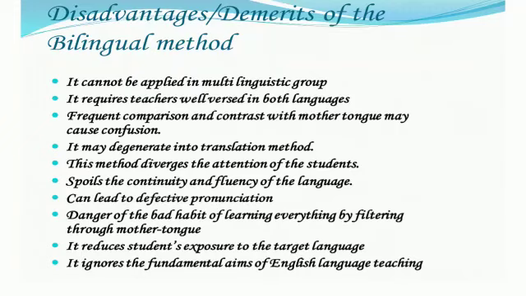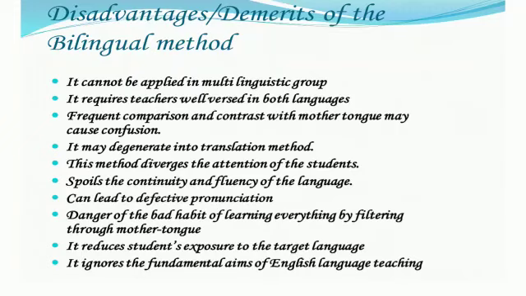What is the next point? It ignores the fundamental aims of English language teaching. What ignores? The bilingual method. Ignores means neglects the fundamental aims of English language teaching. Understand? These are some of the disadvantages of this bilingual method. Can I say once again? It cannot be applied in a multi-language group. It requires teachers well-versed in both the languages. Frequent comparison and contrast with the mother tongue may cause confusion. It may degenerate into the grammar translation method.